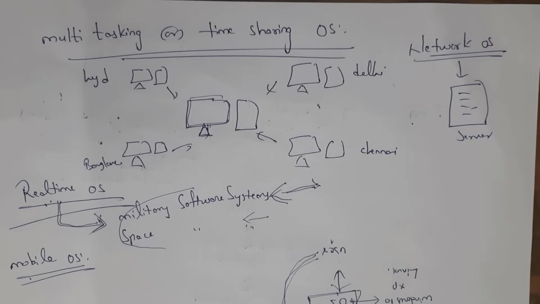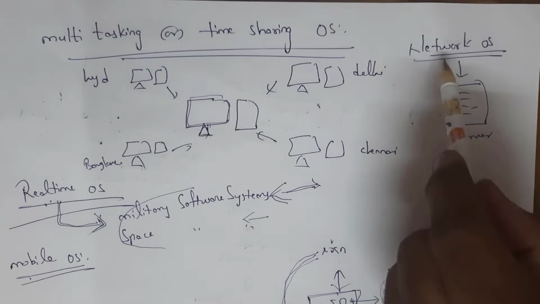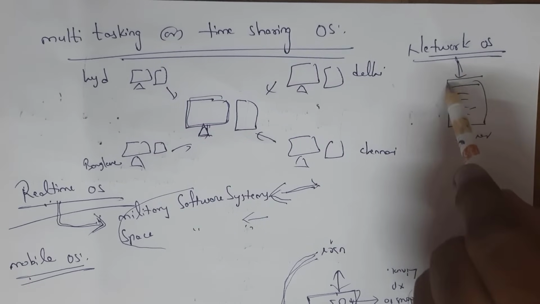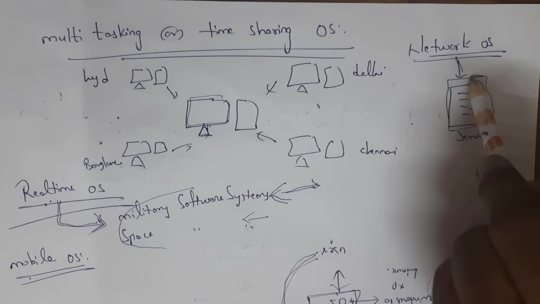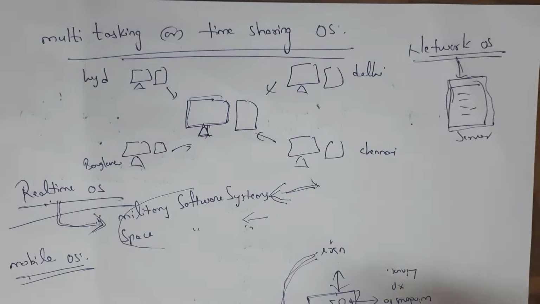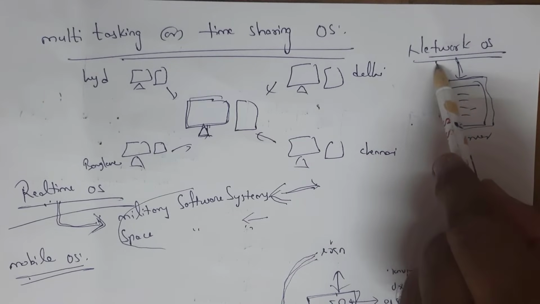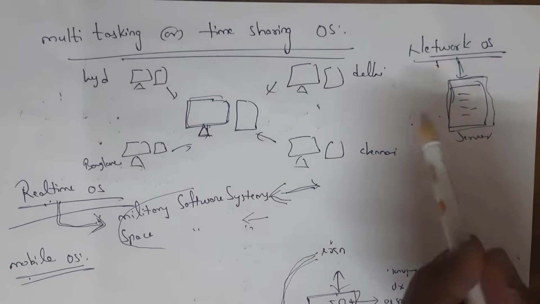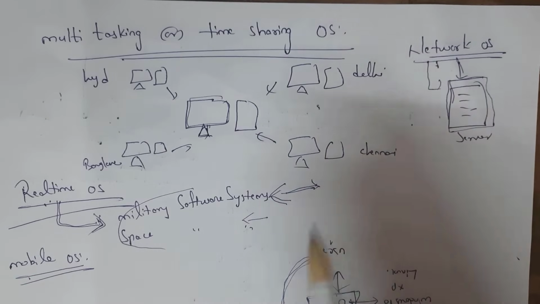Next, I will explain what is a network operating system. This network operating system runs on a server. Every software company contains a server, and this server contains a network operating system, and this network operating system has the capability to manage data, manage users, and also it will provide security and other networking functions. This is the use of a network operating system.